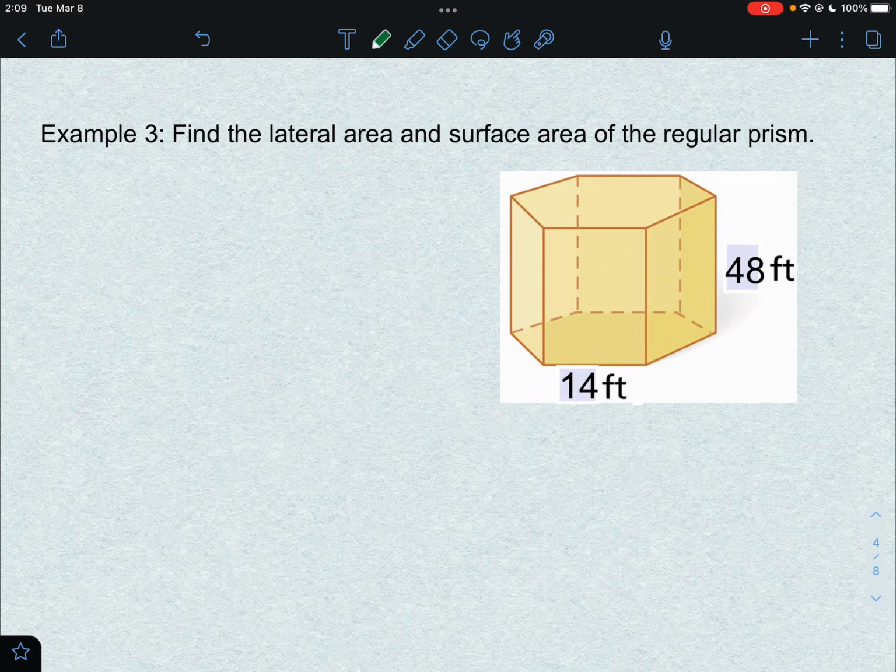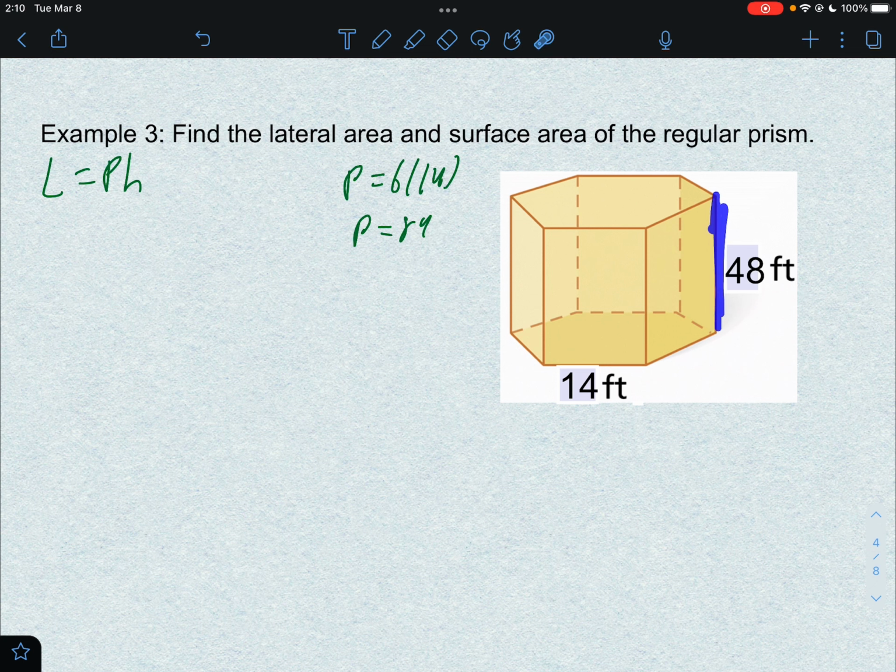Number 3, find the lateral and surface area of this prism. Okay, lateral is going to be real easy here. PH. So the lateral would be the perimeter of this. It's a regular prism, so all sides are the same. So the perimeter would be 6 times 14, or 84. And then the height is the line that connects those two bases together. So 48. So my lateral area is 84 times 48. And that's it.